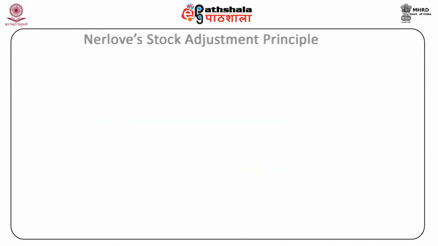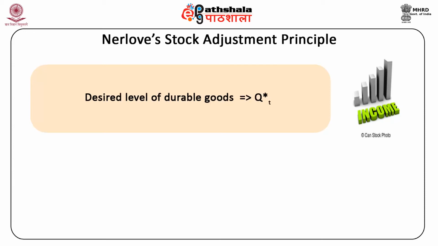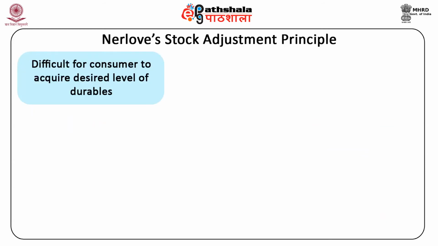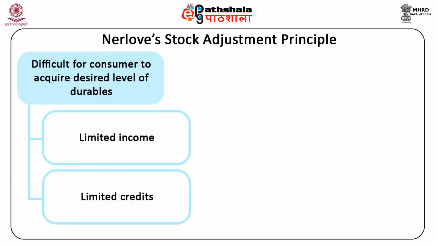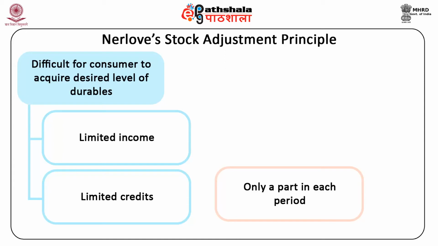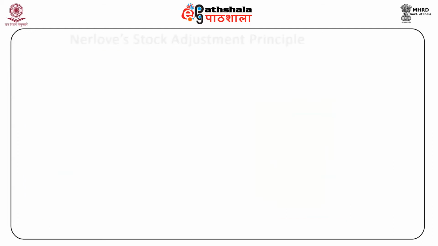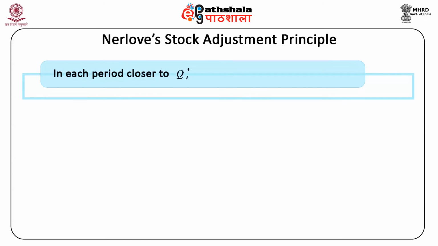Derivation of the model. There is a desired level of durable goods which is given as Qt*. This desired level of durable good is determined by the current level of income. This can be written as Qt* = C·Yt. This is given as equation 1. It is very difficult for the consumer to acquire the desired level of durables immediately due to limited income, limited credit, etc. Thus, the consumers acquire only a part of the desired level in each period. The acquisition of the desired level of durables by the consumers is gradual. So, in each period, we come closer to Qt*.